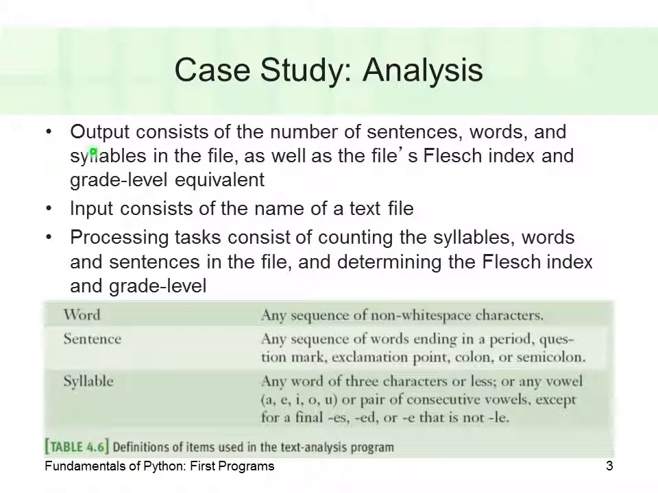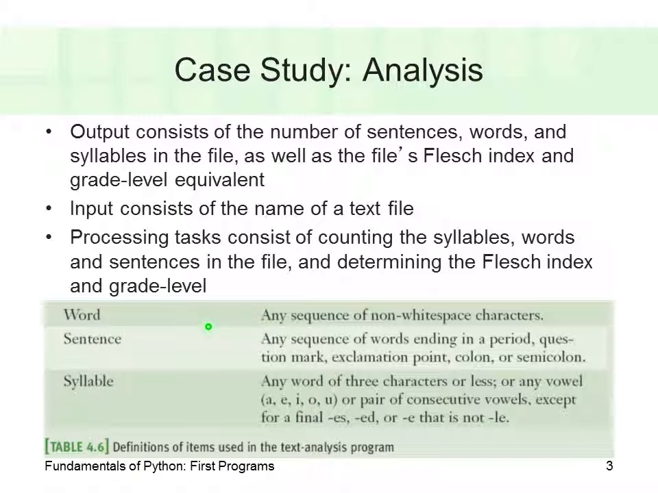So output, let's do our little analysis. Output will consist of the number of sentences, words, and syllables in the file, as well as the file's Flesch Index and grade level equivalent. Input will consist of the name of a text file. Processing tasks consist of counting the syllables, words, and sentences in the file, and determining the Flesch Index and grade level.